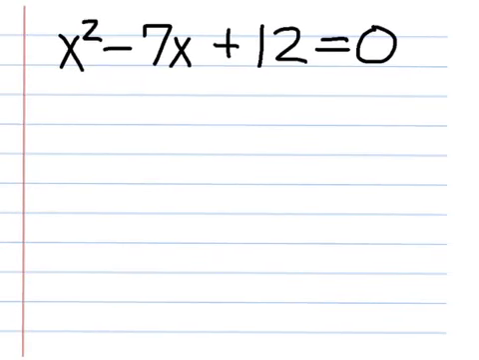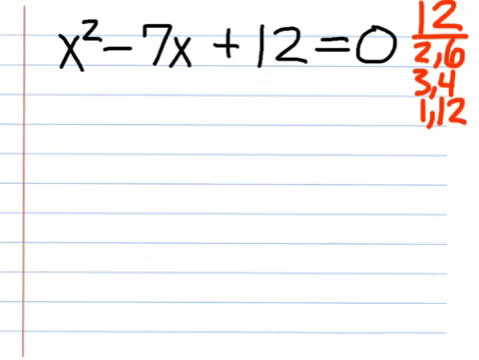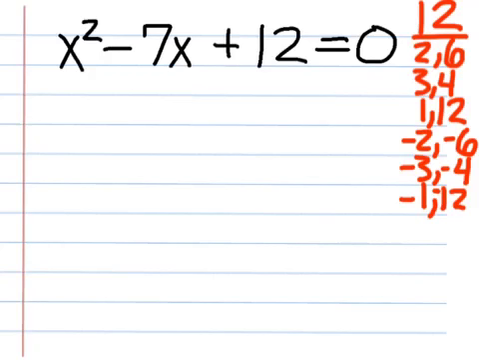Okay, example 4. We have x squared minus 7x plus 12. What are the factors of 12? 2 and 6, 3 and 4, 1 and 12. And remember, a negative times a negative also gives us a positive. So factors of negative 2 and negative 6, negative 3 and negative 4, these are all going to multiply to give us a positive 12. All right, now which two of these multiply to give us a positive 12, but add to give us a negative 7?